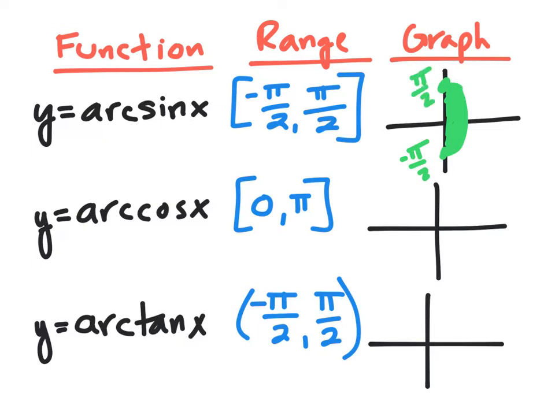With arc cosine, the range goes between 0 and pi. That means it starts over here on the right and moves over to pi on the left. And because it's a bracket, we include the endpoints and every value in between.